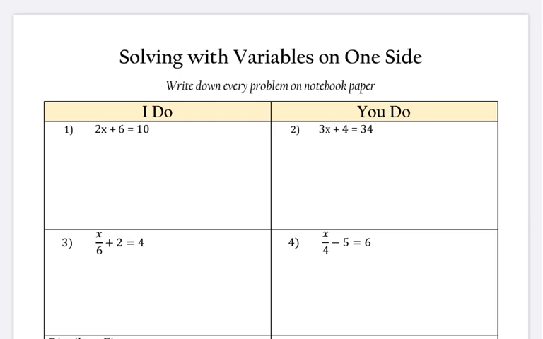So what you're going to do is grab a piece of paper. It could be notebook paper, white paper, whatever you have, and you are going to write down all of the questions that I have on here onto your notebook paper.